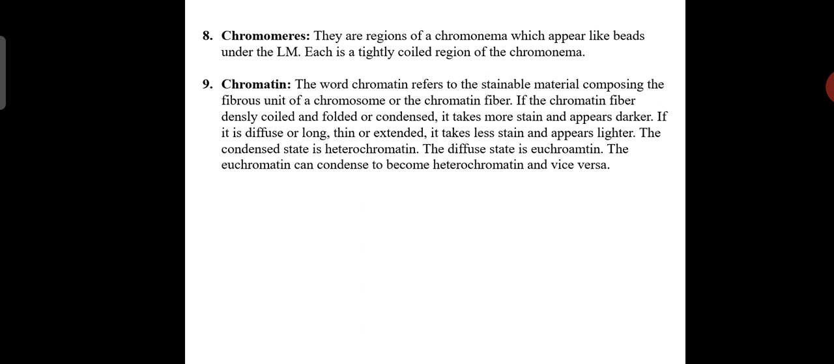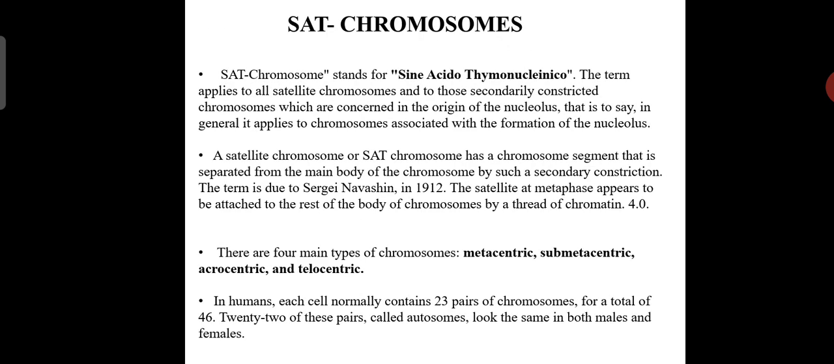If it is diffuse or long, thin or extended, it takes less stain and appears lighter. Right. So here the condensed state, that is darkly stained, we call heterochromatin, and the diffuse state, that is lightly stained, is euchromatin. The euchromatin can condense to become heterochromatin and vice versa here. So this is about the structure of chromosome.